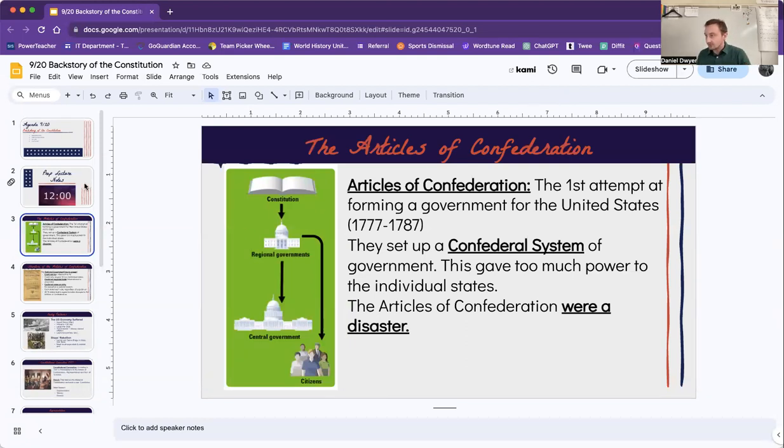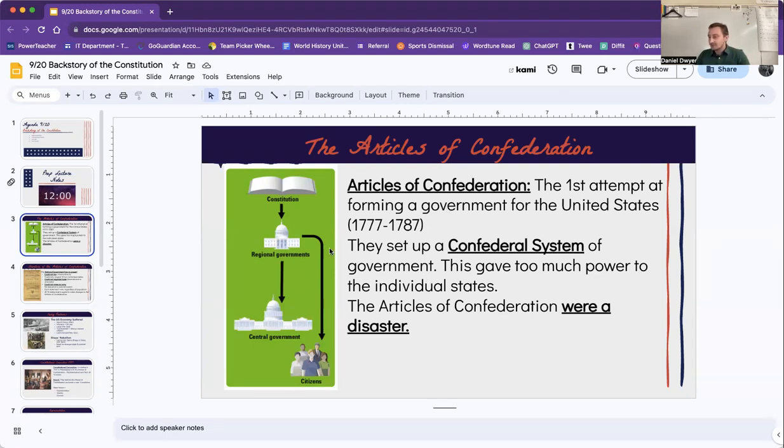So we just read the Declaration of Independence, right? What kind of government did we have at the time? At the time of this, we had the Articles of Confederation. This is the first government the United States has, which is a confederal system, which we talked about like 2 weeks ago.